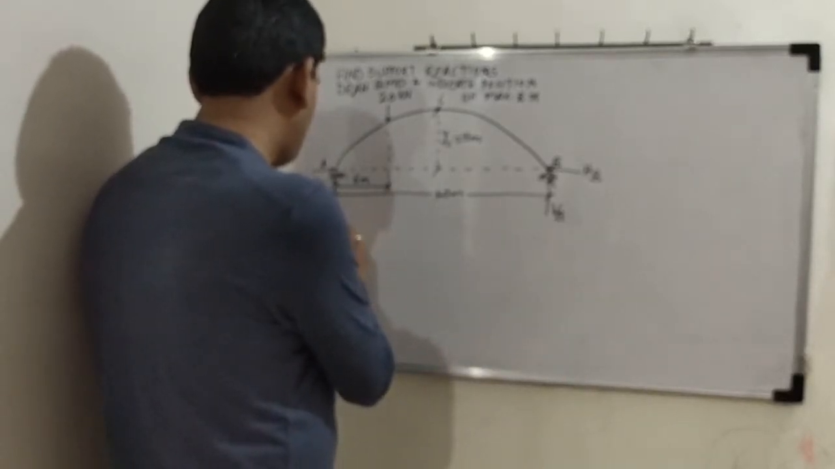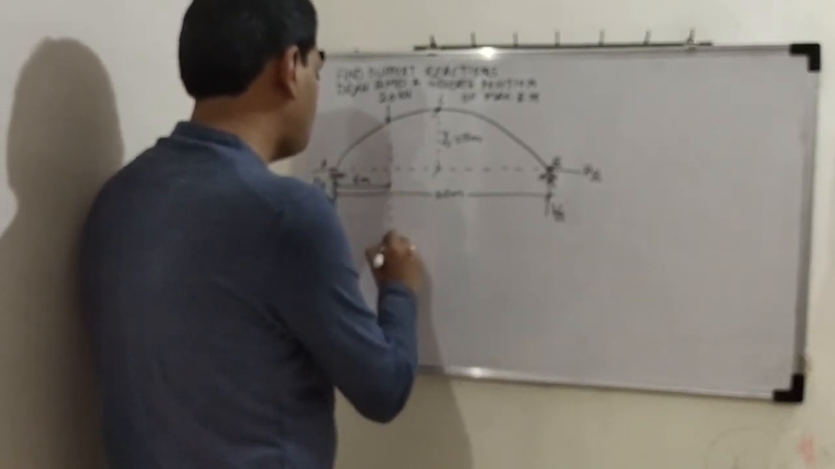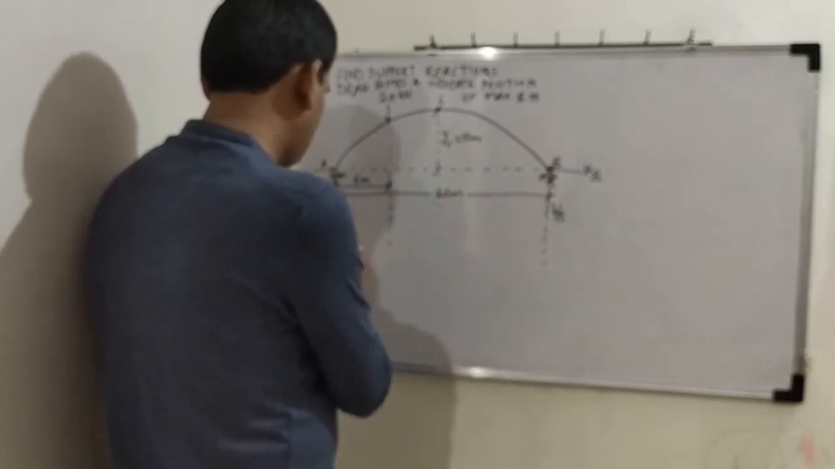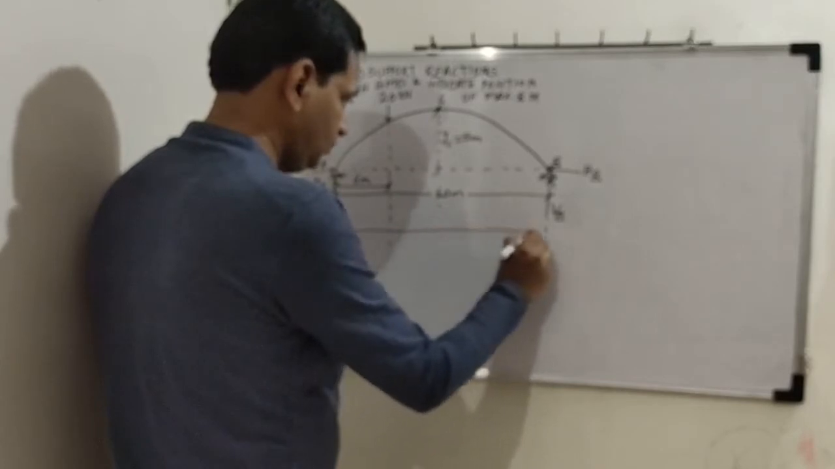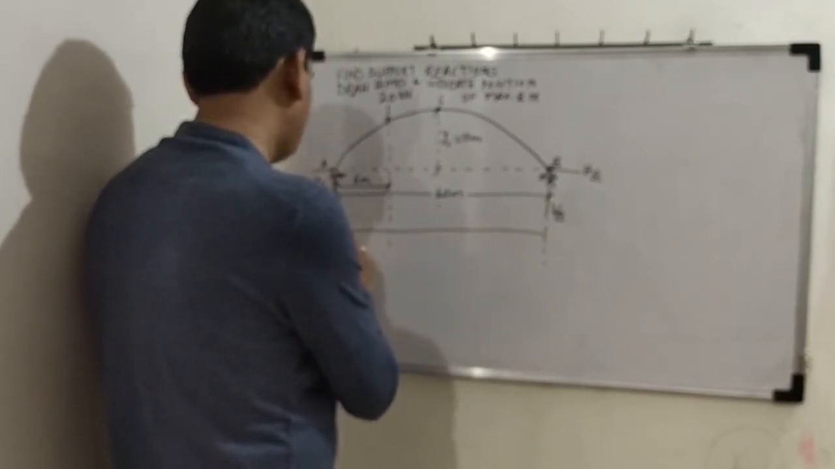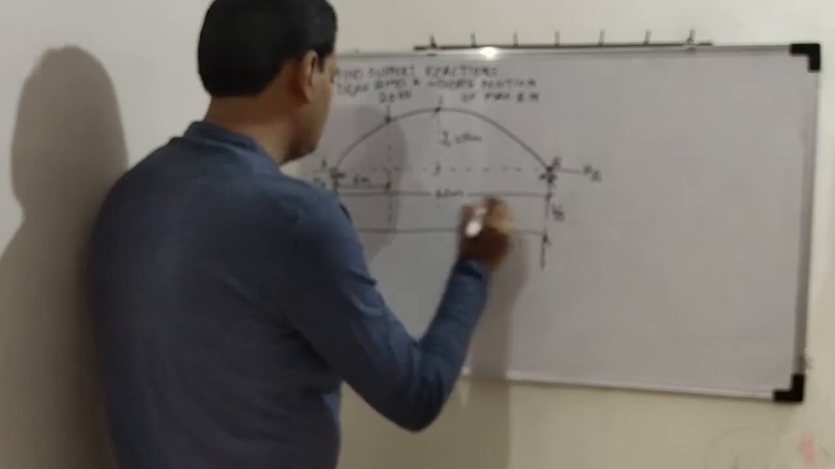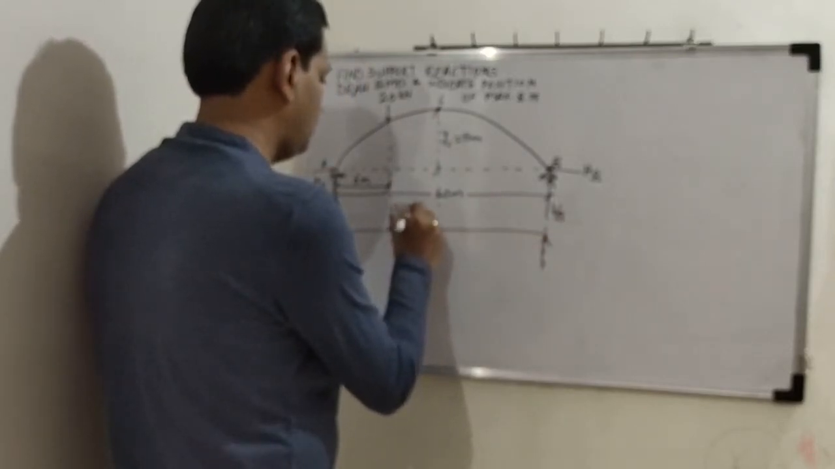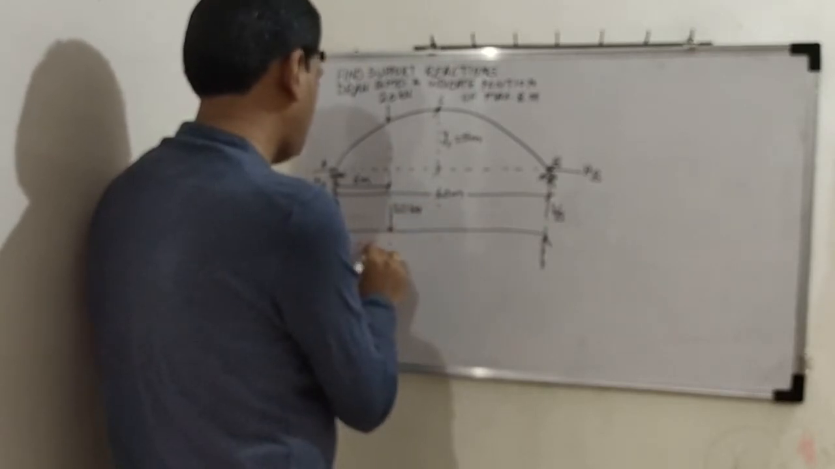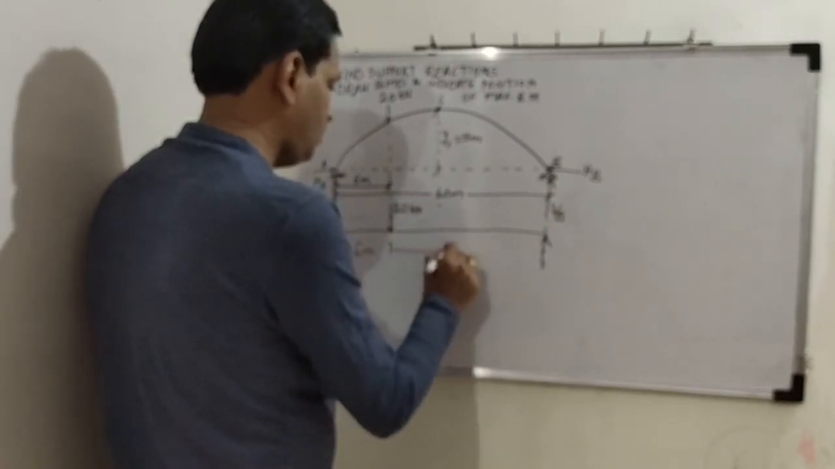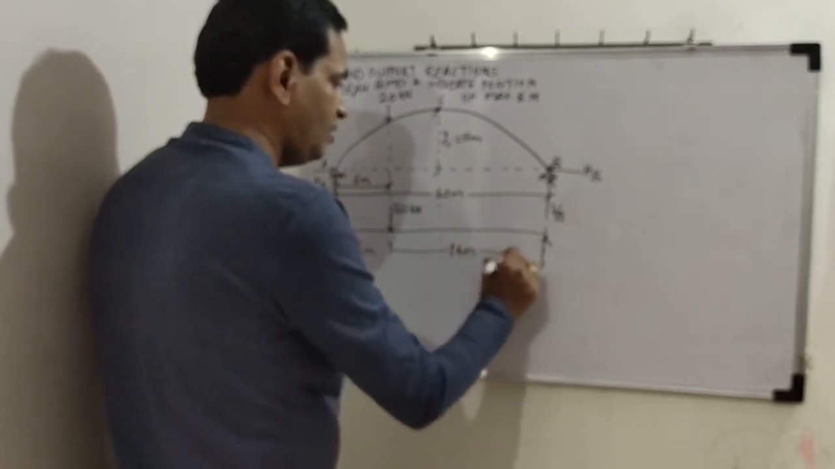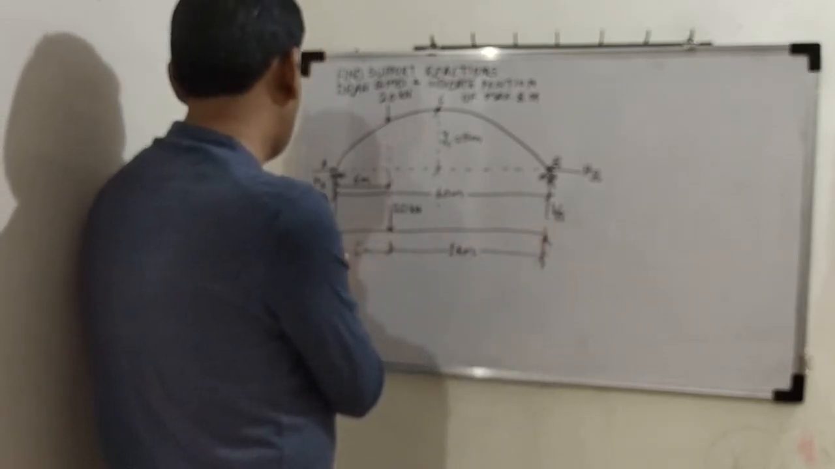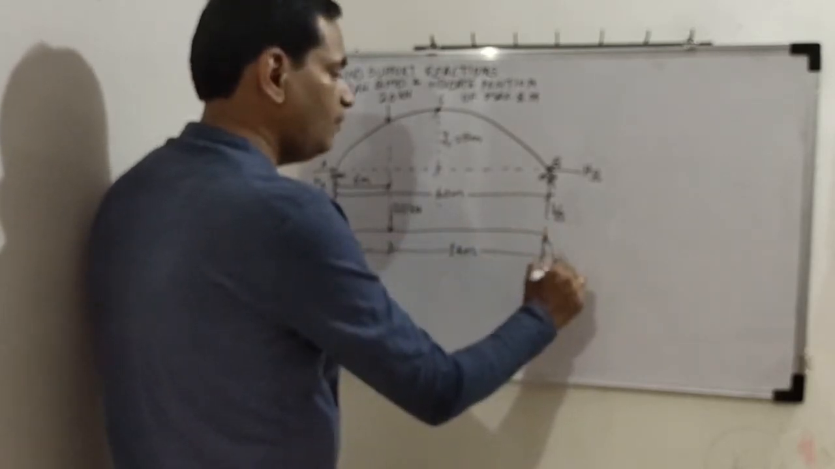Consider the given arch as a simply supported beam. Okay, so draw a simply supported beam, show the external loading as it is. This is 6 meters, so this remaining is 14. And now using three equations of equilibrium, we will first of all find VA and VB.